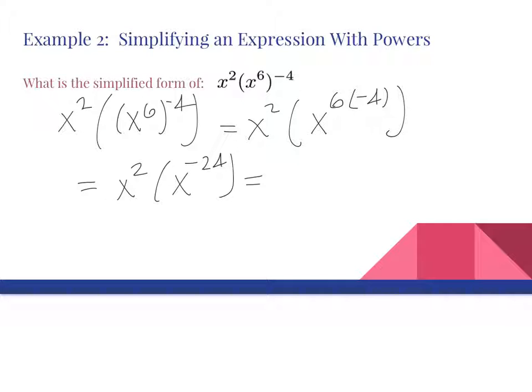Now using our previous formula, we're multiplying two expressions that have the same base, and so we add their exponents. So x squared times x to the -24 becomes x to the 2 minus 24. 2 minus 24 is minus 22. And then using our formula for negative exponents, we have 1 over x to the 22nd.